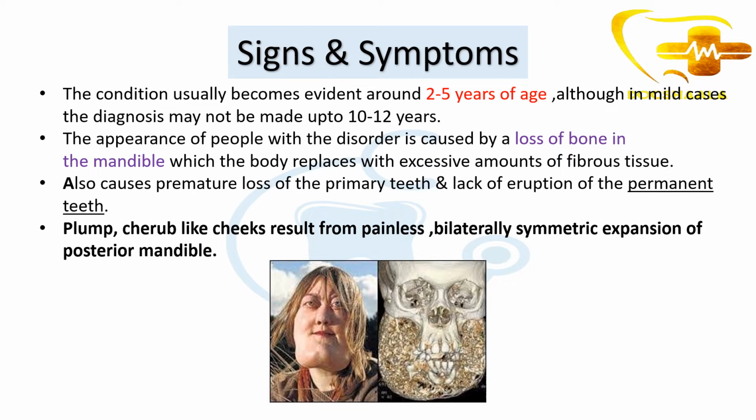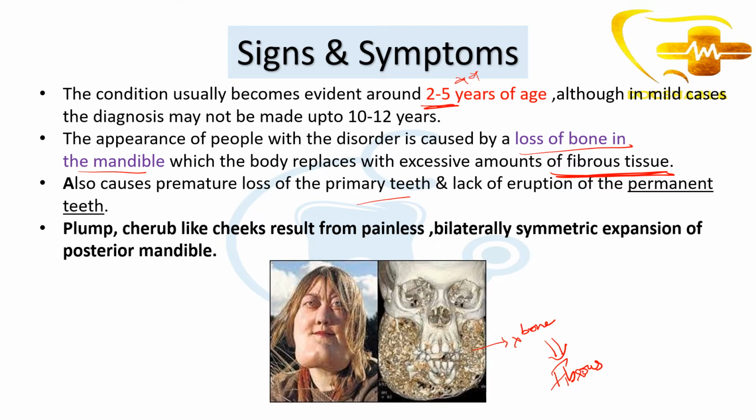So the condition usually becomes evident around 2 to 5 years of age, although in mild cases the diagnosis may not be made until 10 to 12 years. The appearance of people with the disorder is caused by a loss of bone in the mandible, which the body replaces with excessive amounts of fibrous tissue. So actually this is not bone. There is a loss of bone in the mandible, and that is replaced with fibrous tissue. It also causes a premature loss of primary teeth and lack of eruption of the permanent teeth.